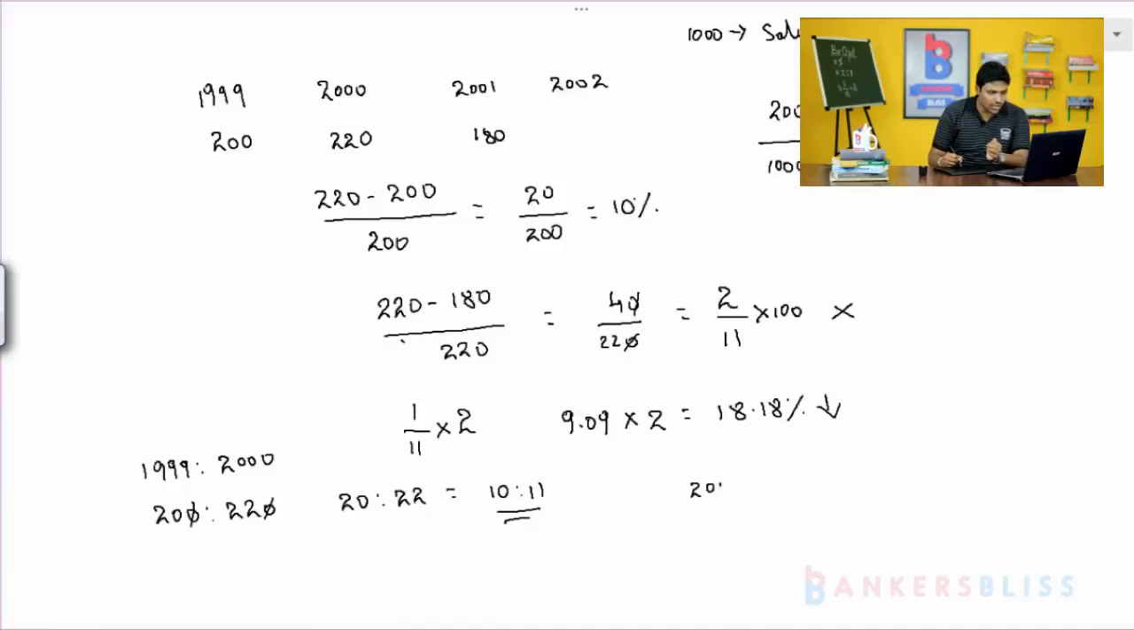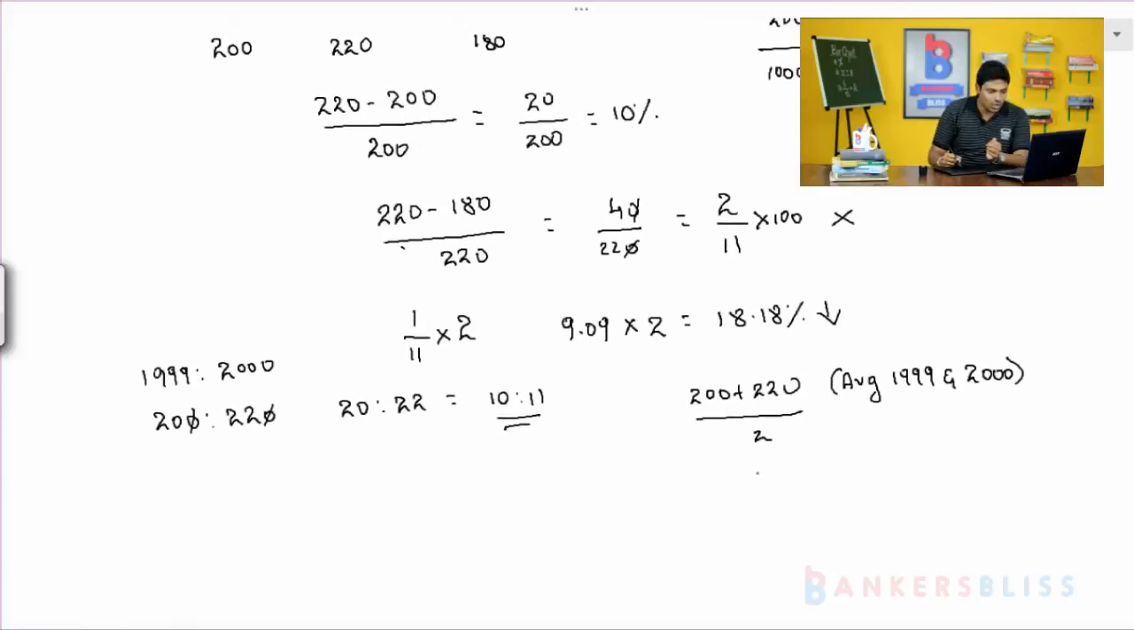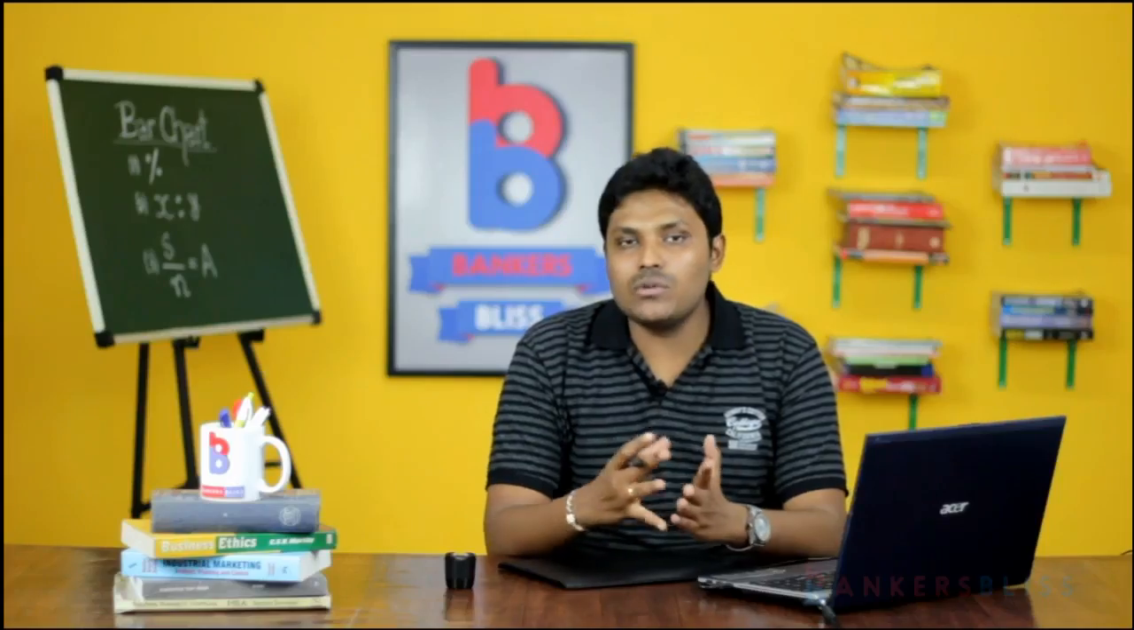And you know how to calculate the average of 1999 and 2000. If you want to calculate the average of 1999 and 2000, it is 200 plus 220 by 2, which is 420 by 2, which is equal to 210. So the average is 210. Very simple to calculate.